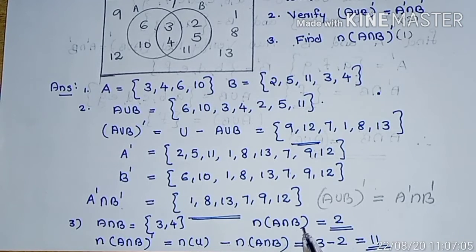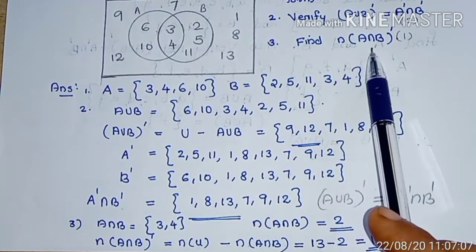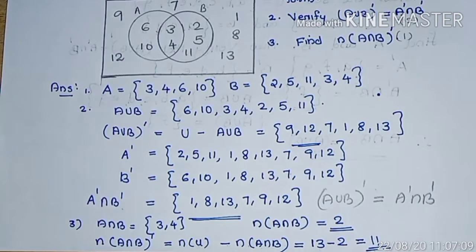The third question, we want to find out n(A ∩ B)'. n(A ∩ B)' is equal to n(U) minus n(A ∩ B), that is equal to 13 minus 2 equal 11. This is also a 1 mark question. Clear?